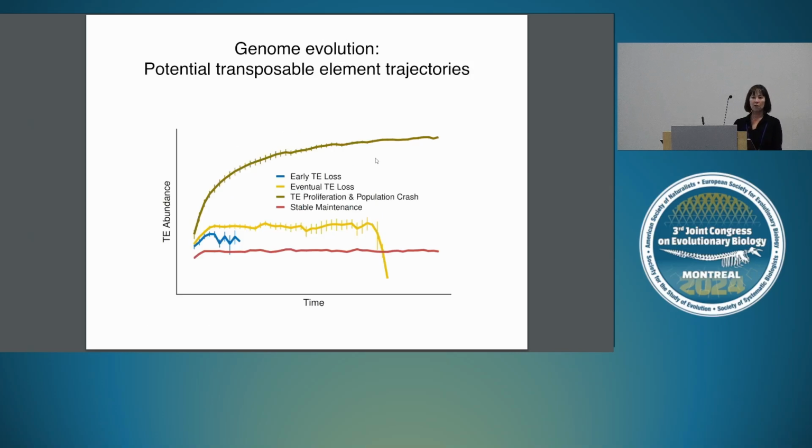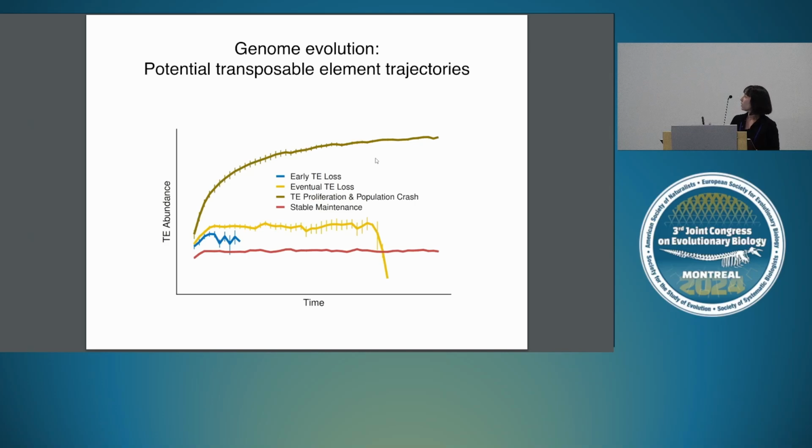And so what I find is that there's basically 4 different trajectories that the transposable elements will take. Some of them will start in the population and just be lost very, very quickly. I call that blue line the early TE loss. They can also proliferate for a while and then be lost later in the simulations. That's the yellow line. I call that the eventual TE loss.